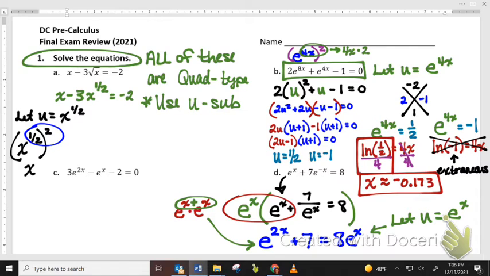Once we figure out what we're letting u equal, the quadratic type problems should be pretty simple and straightforward from there. It's just figuring out what you need your substitution to be. All right, number 2. I really like this one. I'm not going to lie. Because it gives you a little bit of freedom to come up with some stuff. There's a million right answers for these things.